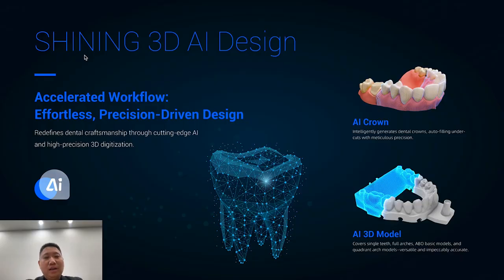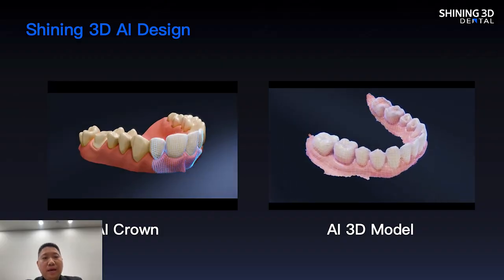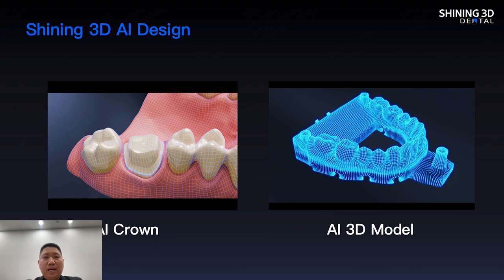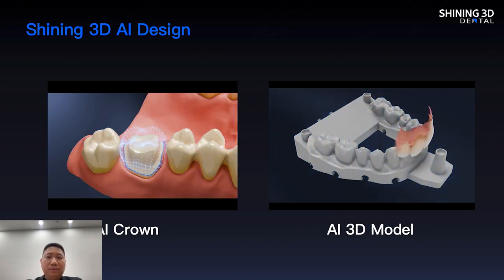Now, let's start our today's topic. I will introduce our AI design core functions and the streamlined workflow. In our Shining 3D AI platform, currently we can use AI to generate crowns and 3D models.